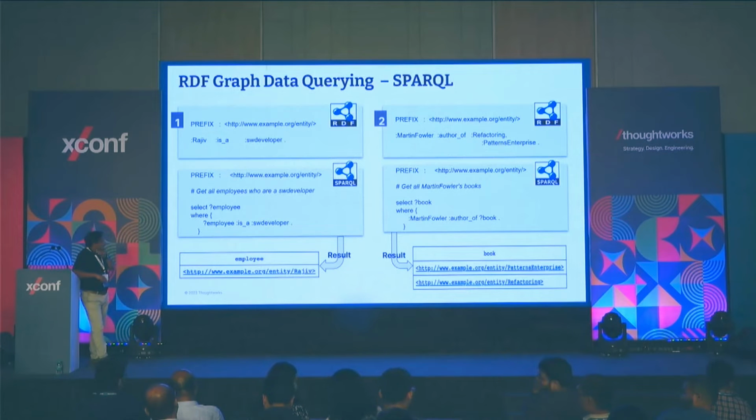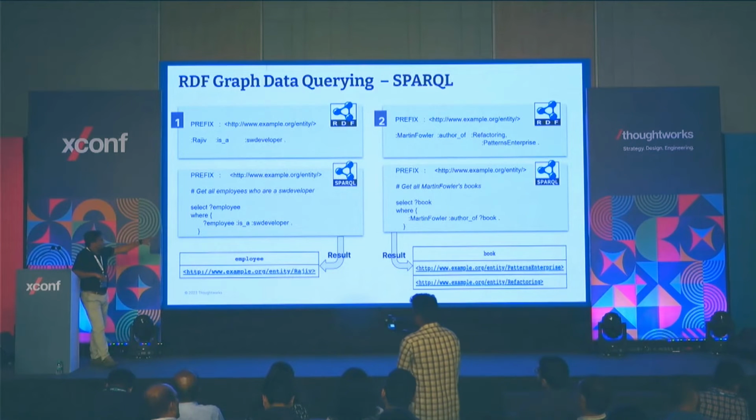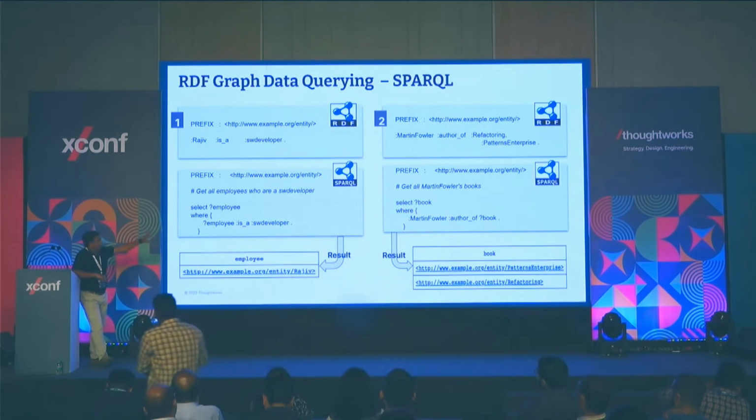Then you have to write a query similar to this. What we're trying to do in this query is get all the employees who are a software developer. We already know the predicate is a and the object is software developer. What we are trying to fetch is the employee name, so employee is the variable that you have to write there.